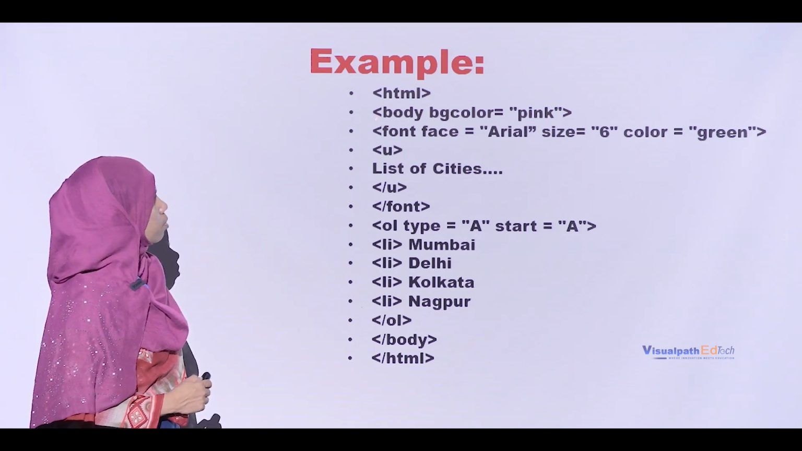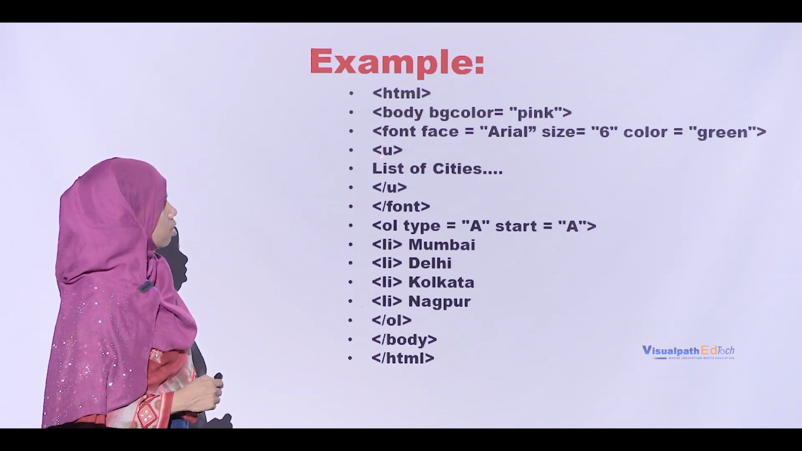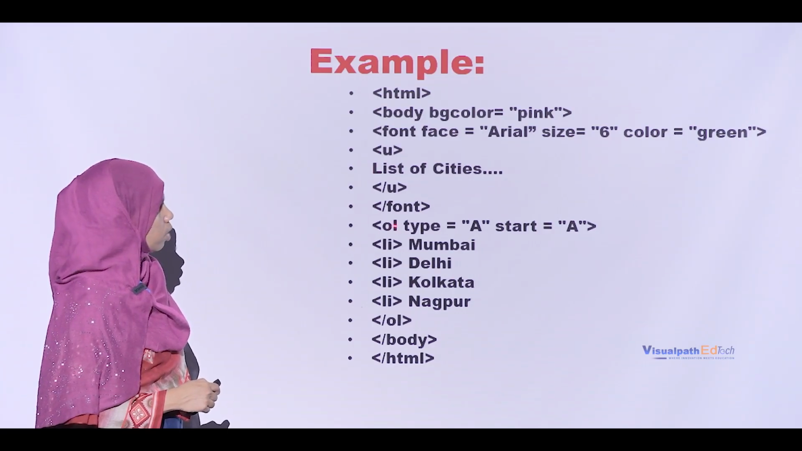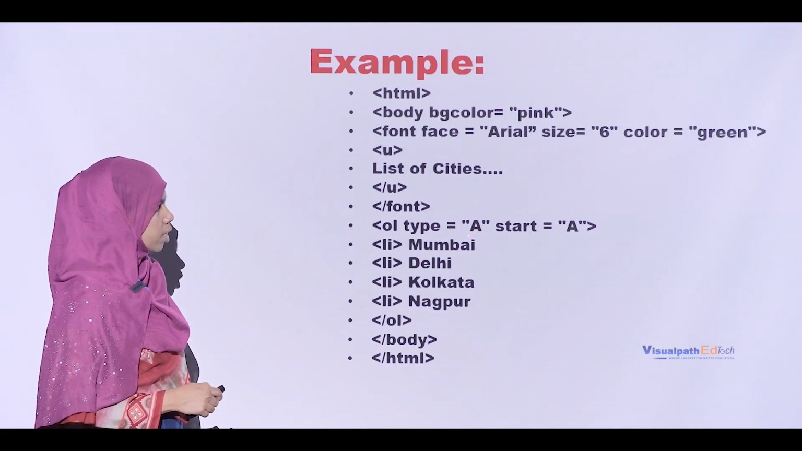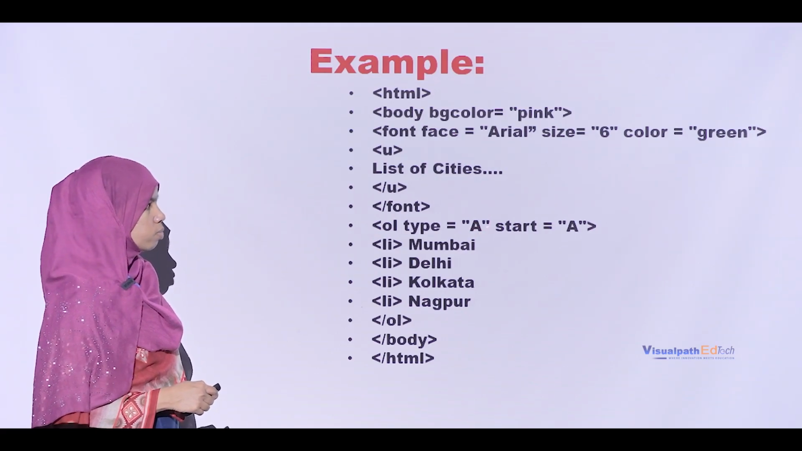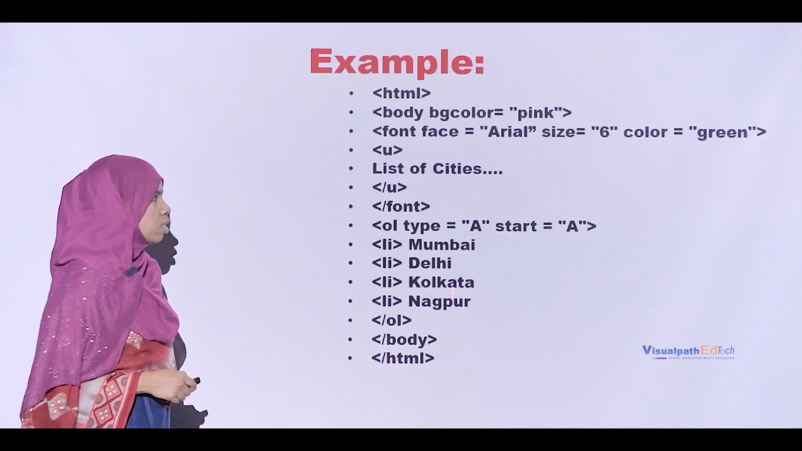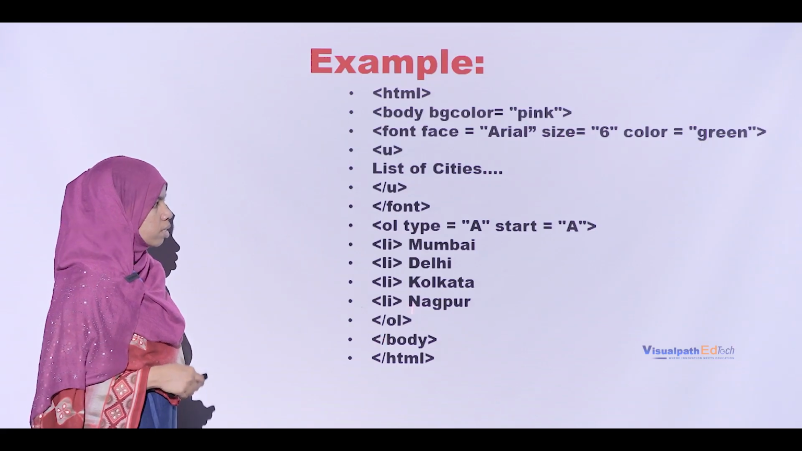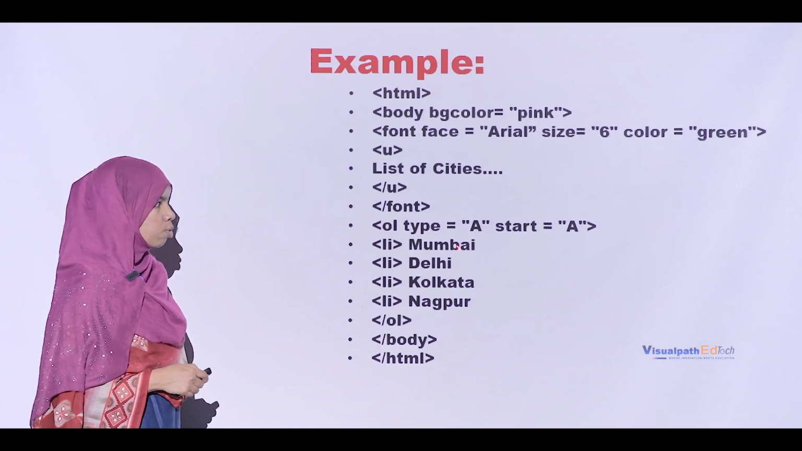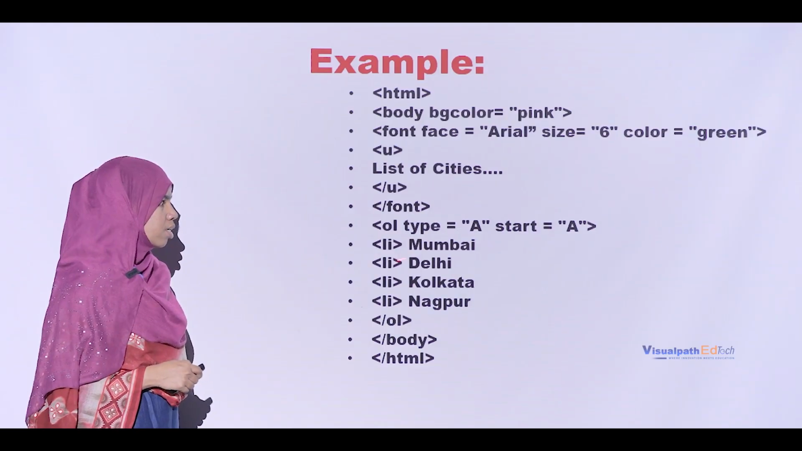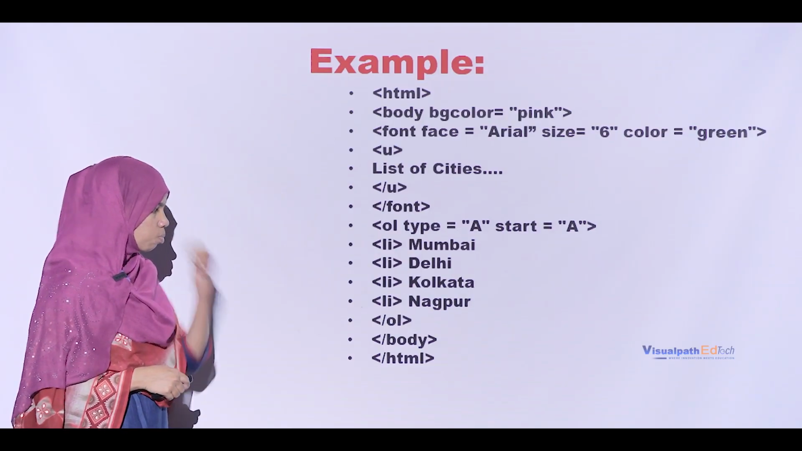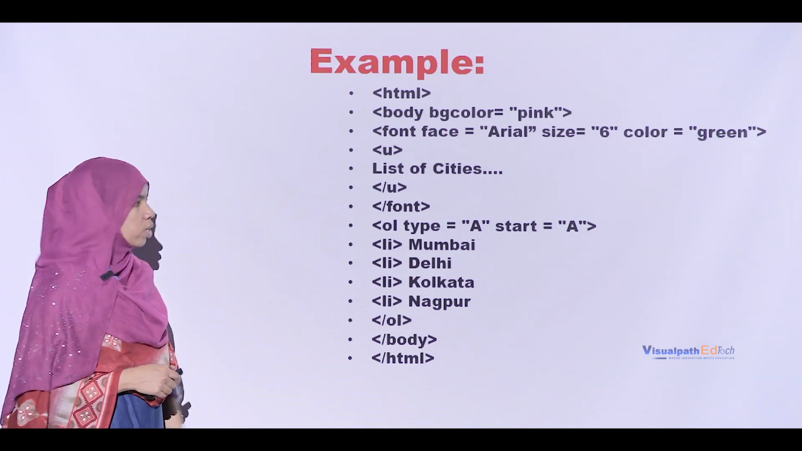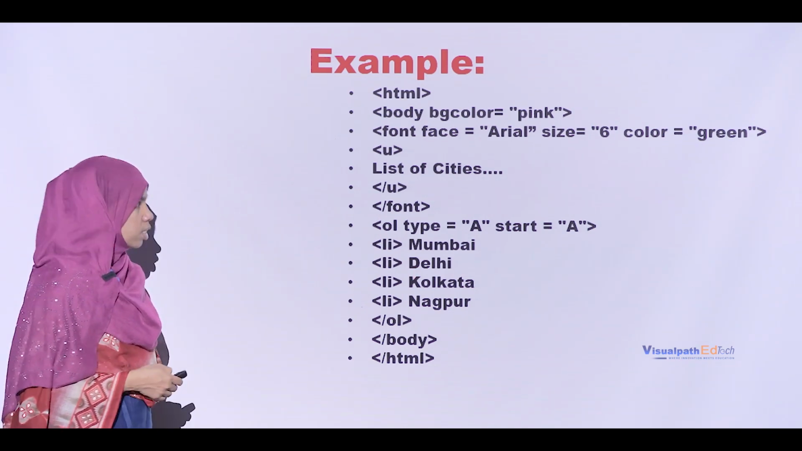Here is an example. OL is the ordered list. Type we are indicating as capital letter A. That means we want to list this list of cities under letter orders, in alphabetical order. And what are the list items there? Mumbai, Delhi, Kolkata, and Nagpur. So we are displaying these cities under the ordered list. So A, B, C, D, it will be showing you the details of it.